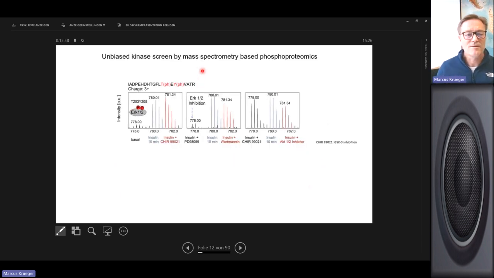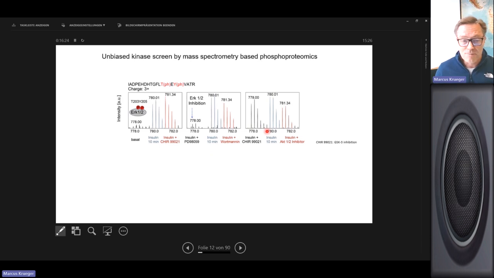If you go for an unbiased screen for kinase activity, what we did is we stimulated our cells with insulin, as I said. Here, this is a 10-minute insulin treatment in that case, also in that case. So these are all the same conditions. So we have 3 SILAC experiments. This is one triple SILAC experiment, this is one triple SILAC experiment, and this is one experiment here.